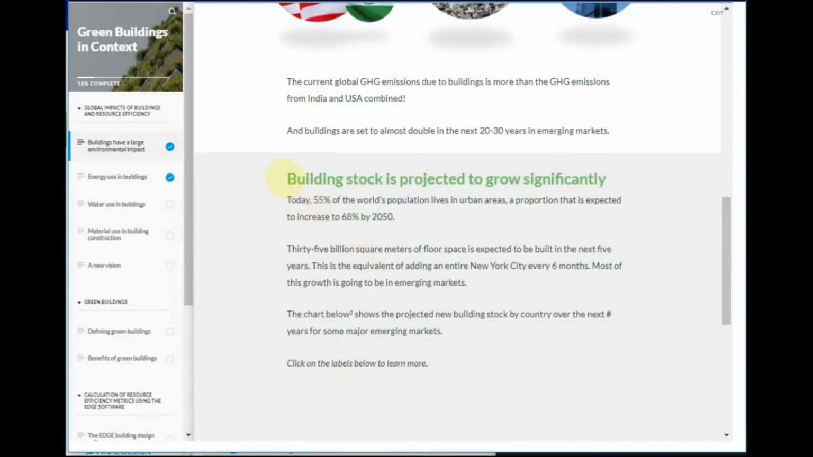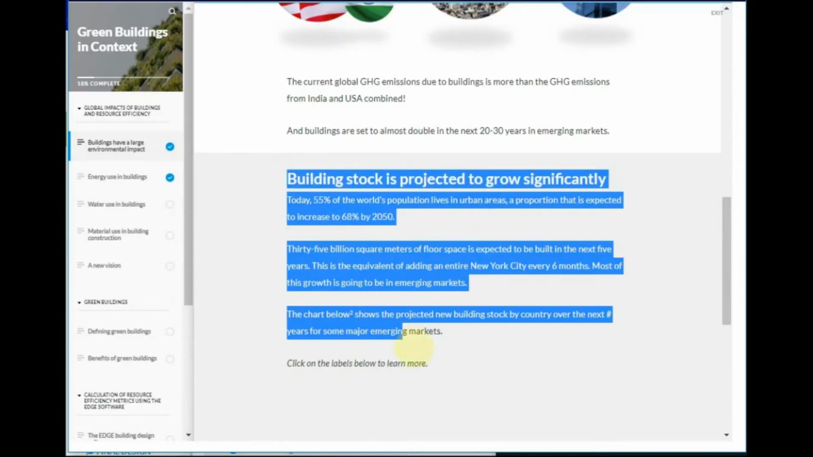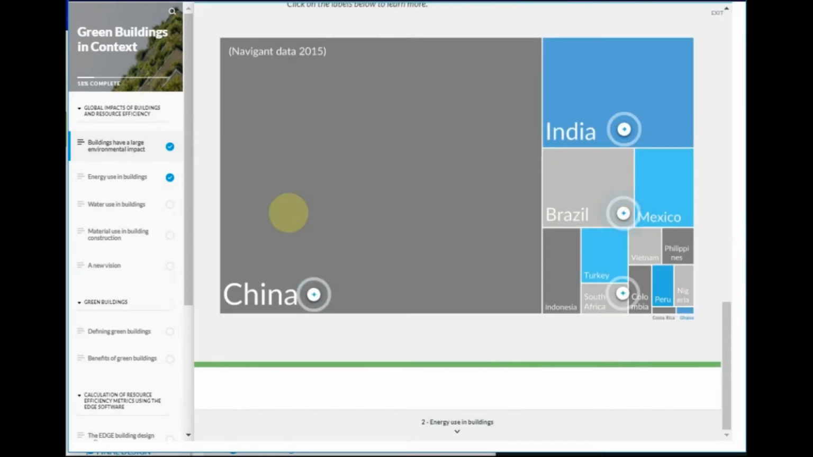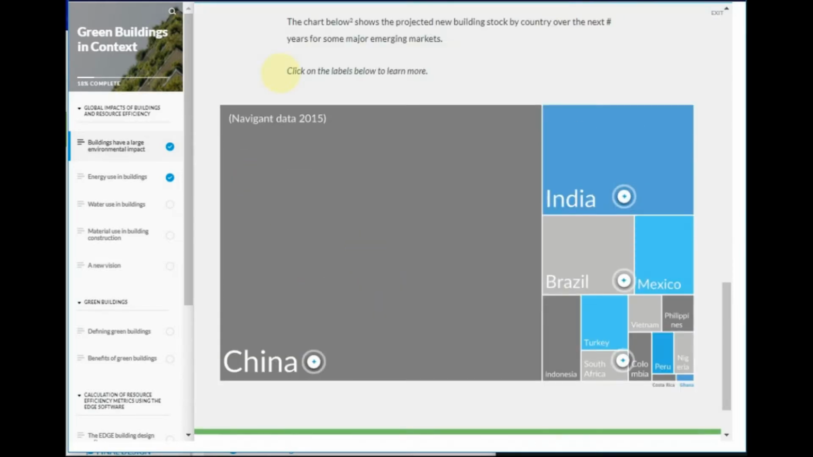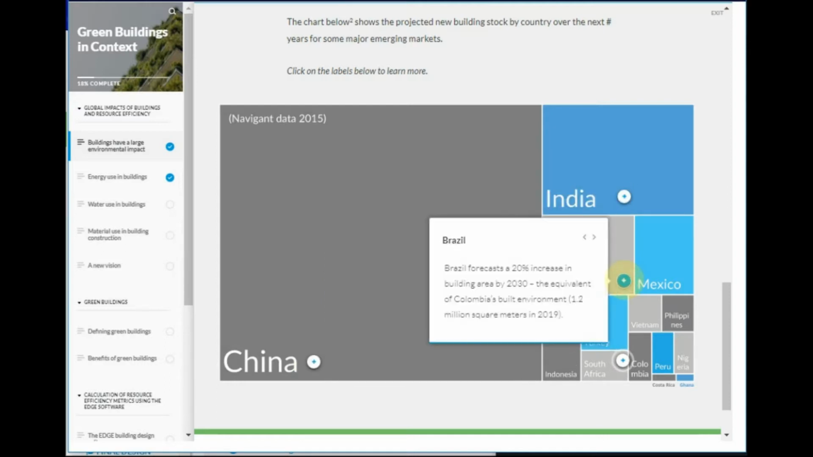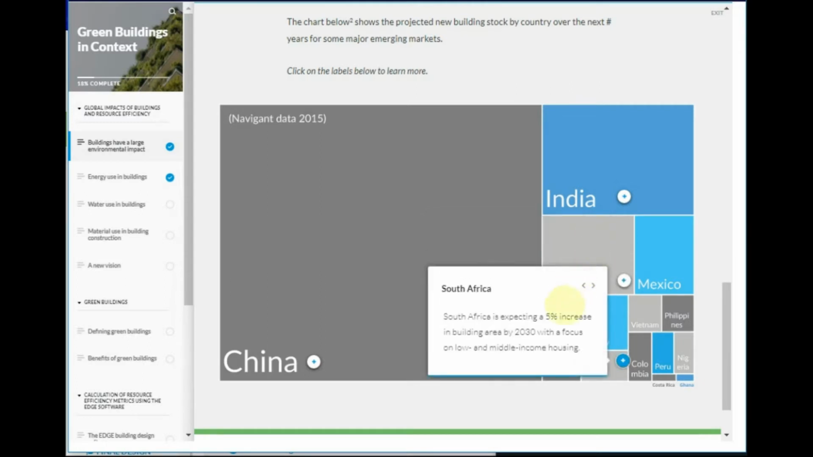Building stock is projected to grow significantly today. 55% of the world's population lives in urban areas, a proportion that is expected to increase to 68% by 2050. 35 billion square meters of floor space is expected to be built in the next 5 years. This is the equivalent of adding an entire New York City every 6 months. Most of this growth is going to be in emerging markets. The chart below shows the projected new building stock by country over the next years for some major emerging markets.